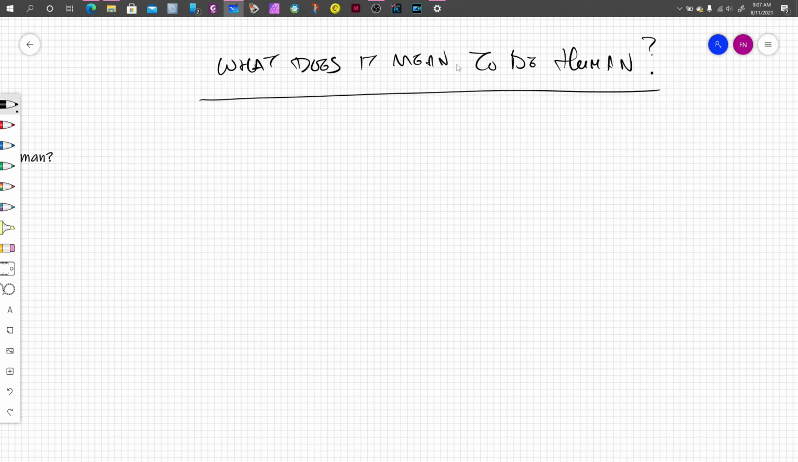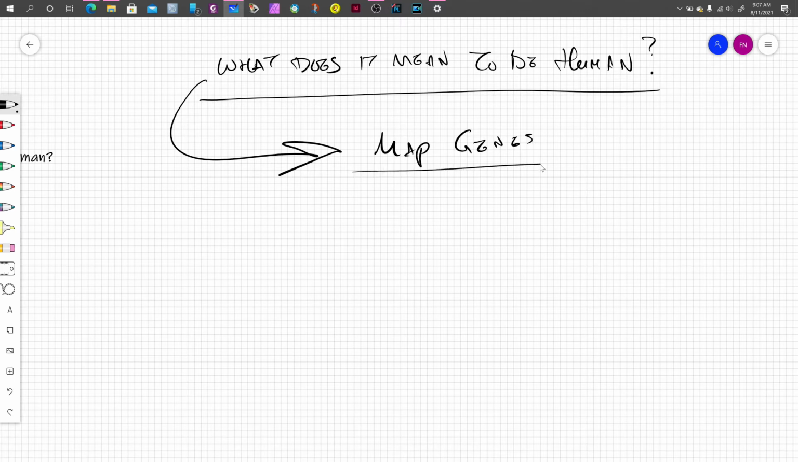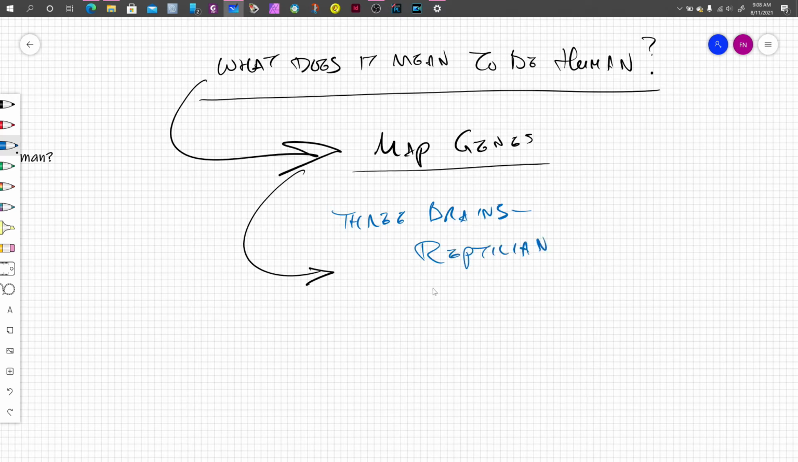There's no empirical way to answer this question, except, of course, we can map our genome, and that will, in fact, tell us something about who we are. But the complexity of the human species is mirrored in the fact that we have three brains. The reptilian, the mammalian, and the hominoid, which is essentially the neocortex.